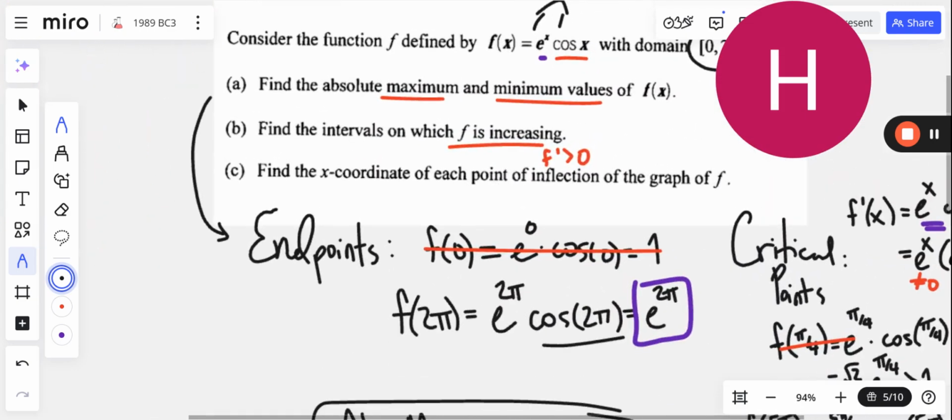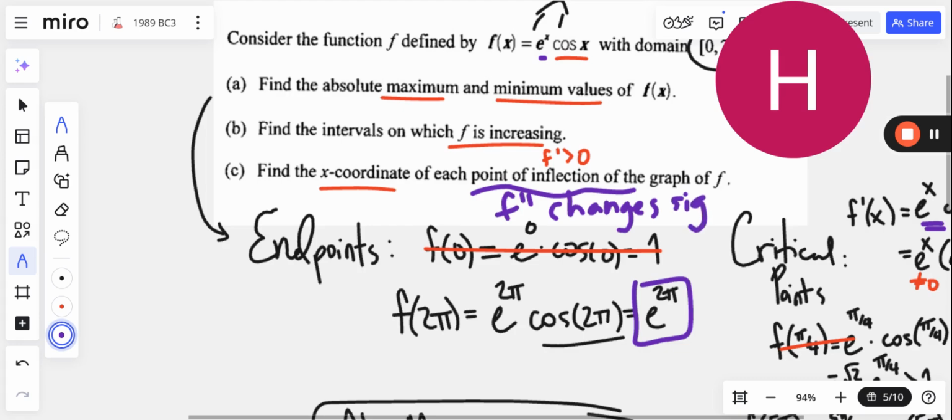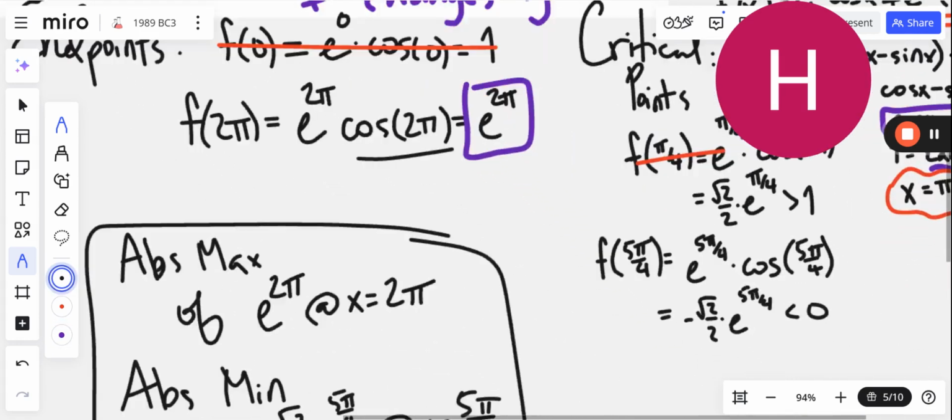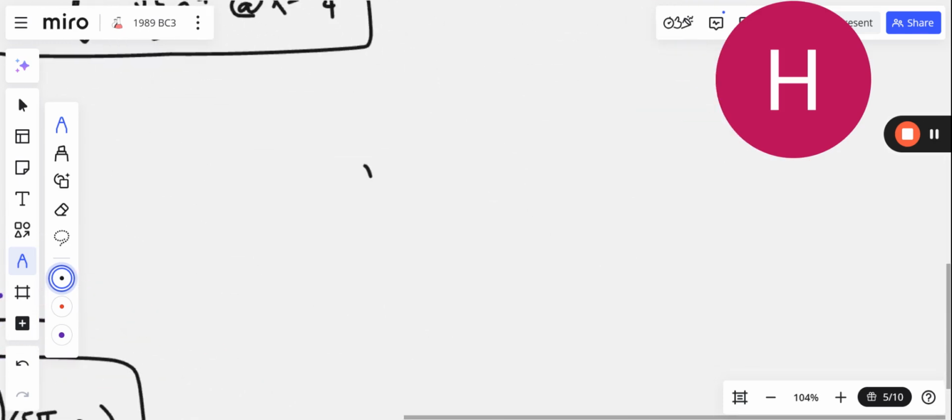Ooh, and then part C wants us to find the x-coordinate only of each point of inflection. So this means f double prime, not just equals 0. I don't want to see that it just equals 0. It changes sign. That's really what's unique here. So let's find what f double prime is. It's going to be another product rule.